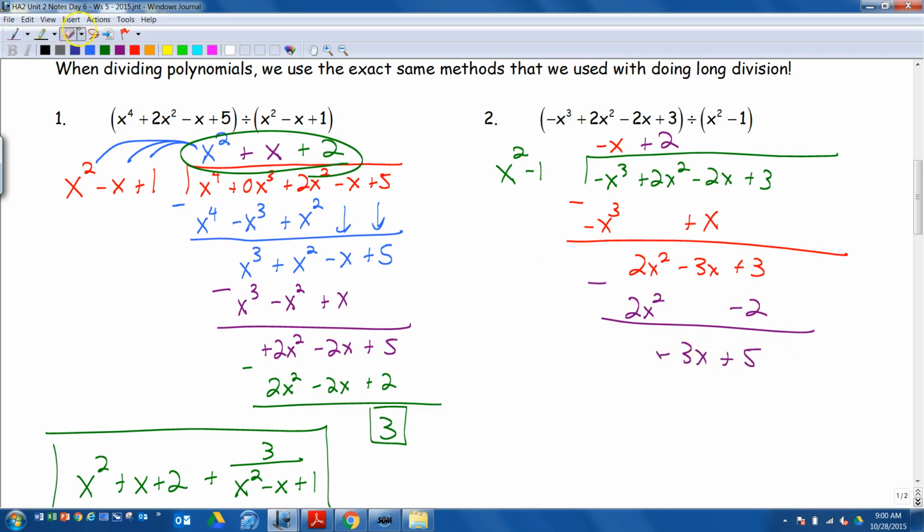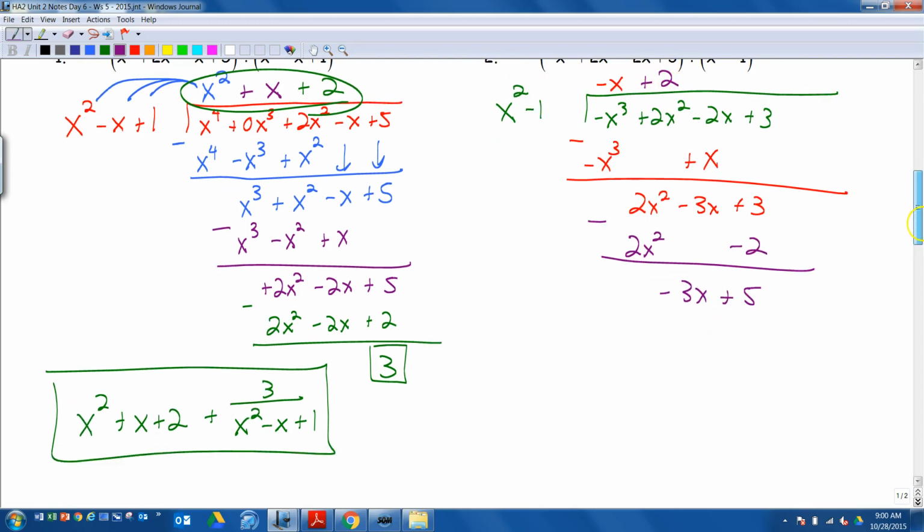Now you know you have a remainder if the power of the x is less than the thing you're dividing by. We don't have anything that can go into this now. We basically got a constant up on top here. That kind of signifies the end. So this is your whole remainder. So my final answer is negative x plus 2 plus a negative 3x plus 5 over what we divided by, which was x squared minus 1.